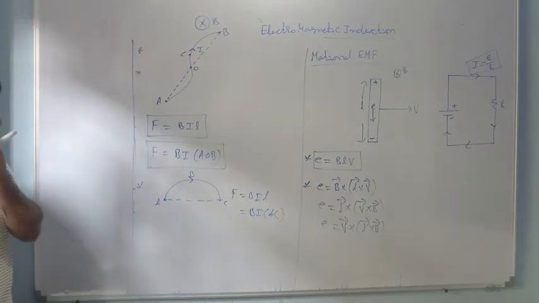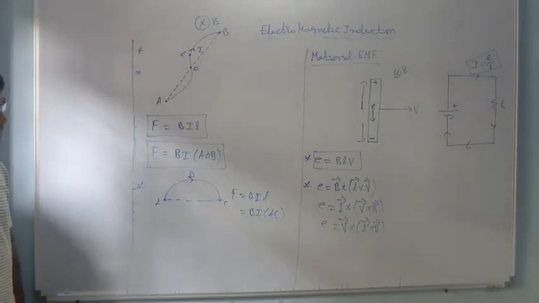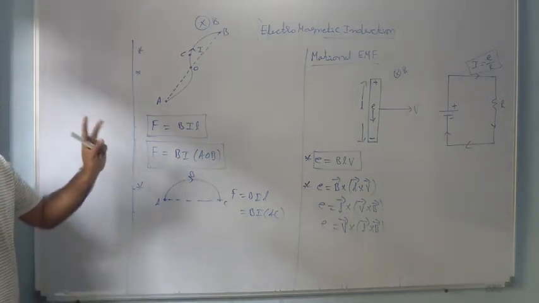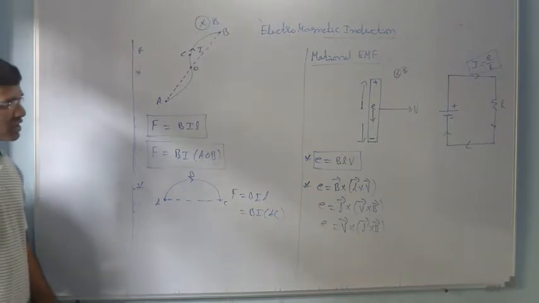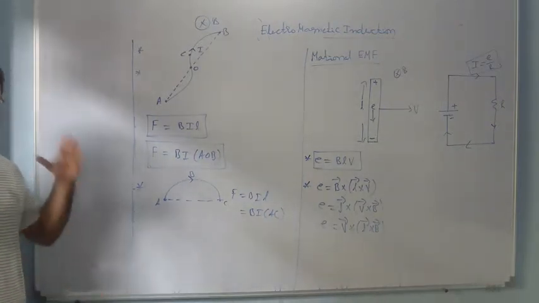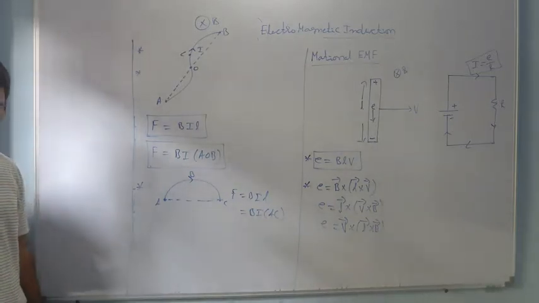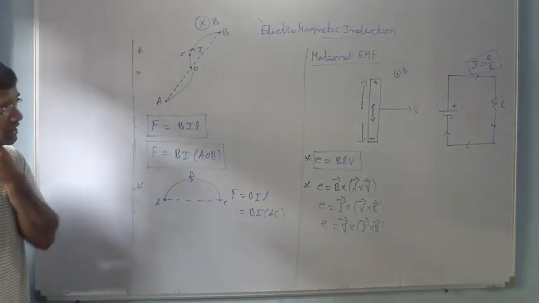Next, another point you have to remember: if you want to get EMF, what is the condition for length, velocity and magnetic field? Suppose the rod is moving like this. Magnetic field we are applying like this, rod is moving like this. Is there any EMF existing in this rod? Is there any magnetic field in this?